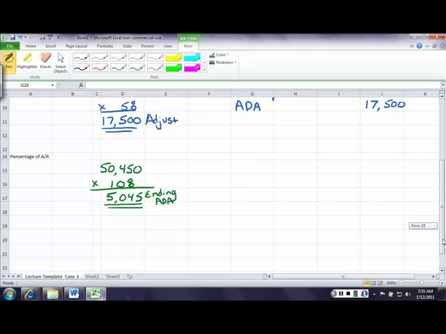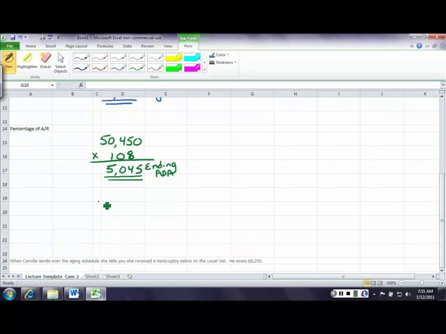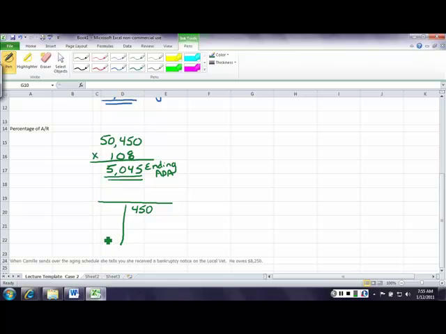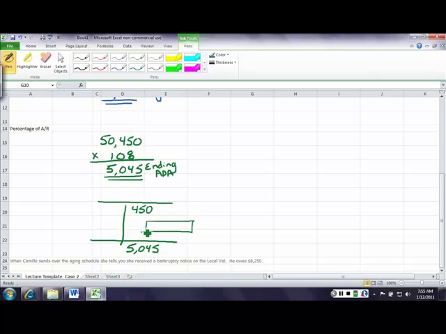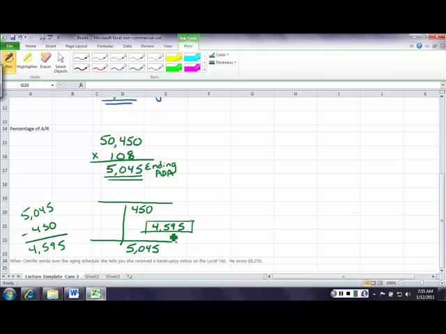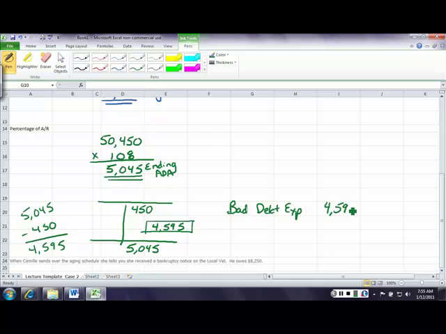We were told in the problem that ADA had a beginning balance of $450 credit. It's really important you know whether it was a debit or a credit. And it had an ending balance of $5,045. What do you have to do to make this statement true? Well, you're going to take $5,045 minus $450, and you're going to get $4,595. That is the amount of your adjustment. The debits and credits are the same, but the amounts are different. You would not do both approaches, you would pick one.